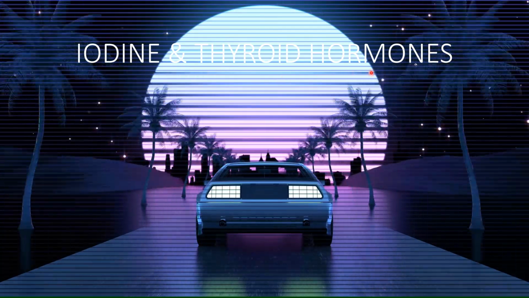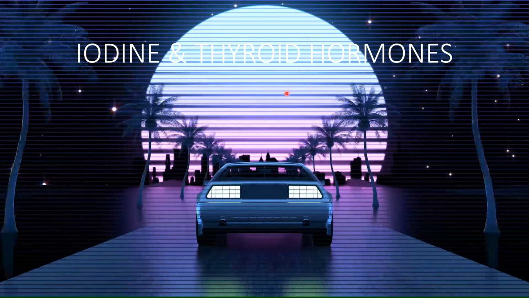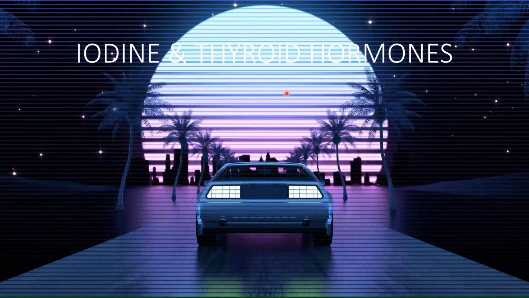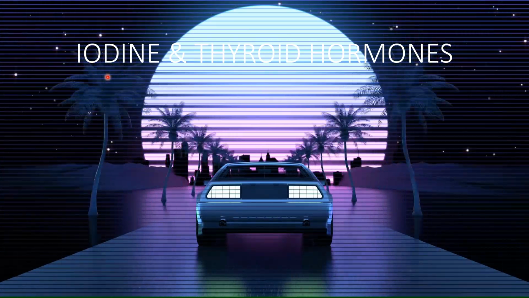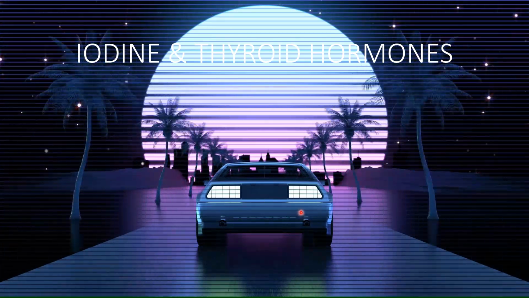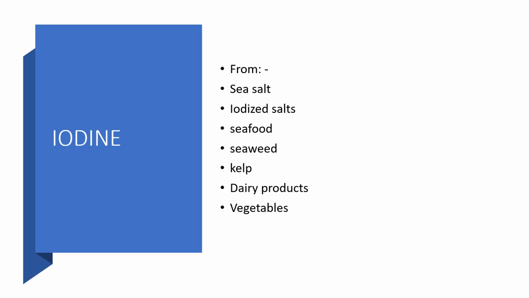Iodine and thyroid hormone synthesis. We've seen everything about T3, T4, thyroglobulin, and so on. So is iodine playing a good role? Let's drive this car and get to that bus stop. Okay, we are now at the iodine bus stop. Iodine could be acquired from sea salt, iodized salt, seafood, seaweed, kelp, dairy products, and vegetables.